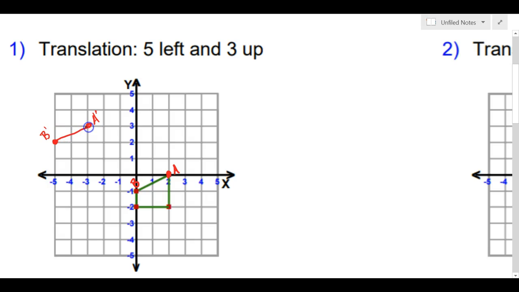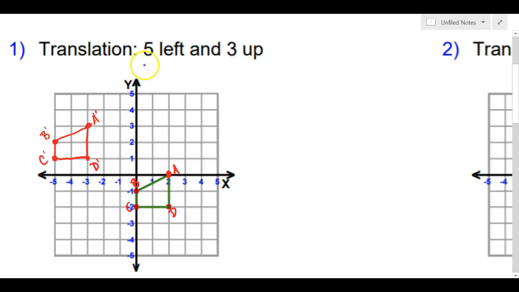And I'm going to connect. And then this point, 1, 2, 3, 4, 5, 1, 2, 3, which we'll call C, creates C prime, and then this is D. And that's going to go 1, 2, 3, 4, 5, 1, 2, 3. D prime. So we have now successfully translated image ABCD along this translation, which is 5 left and 3 up.